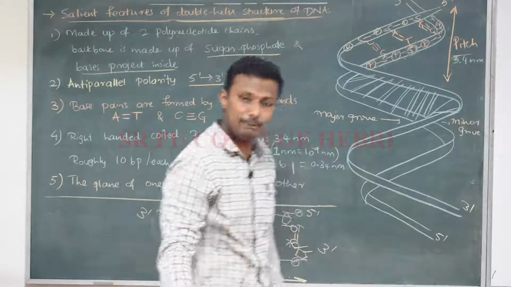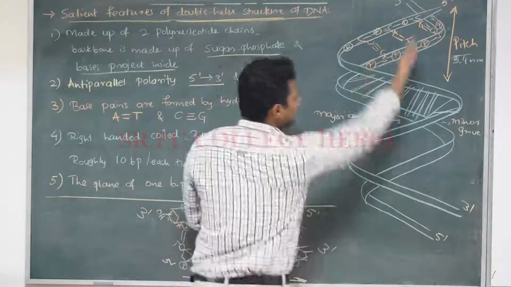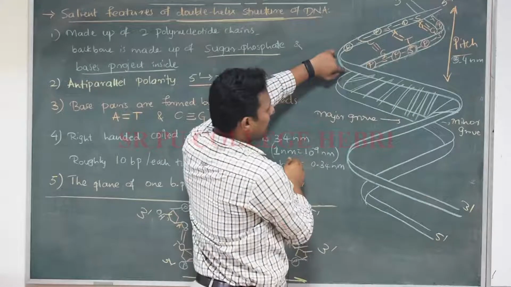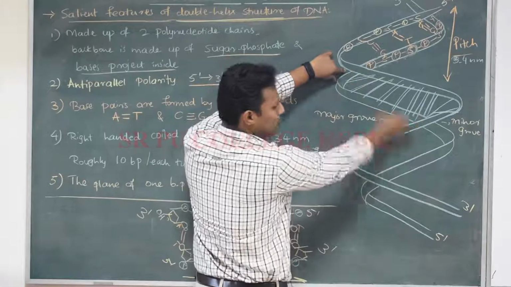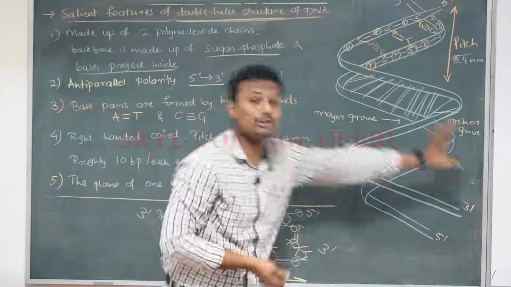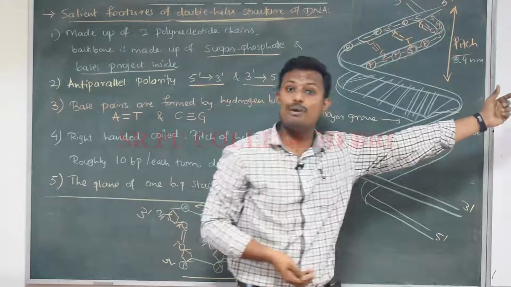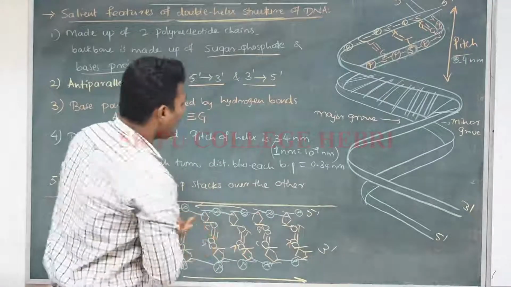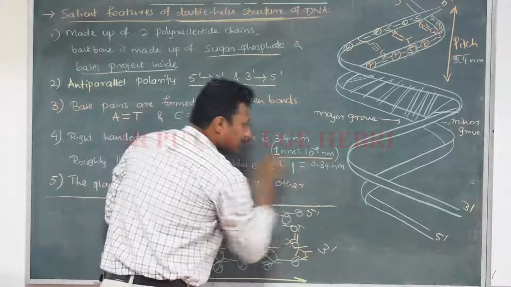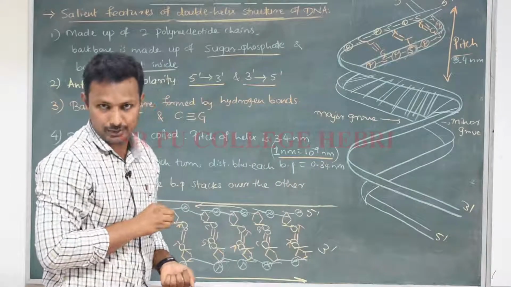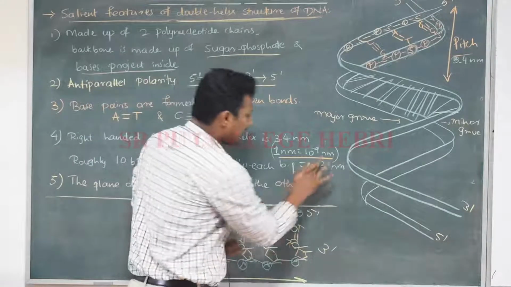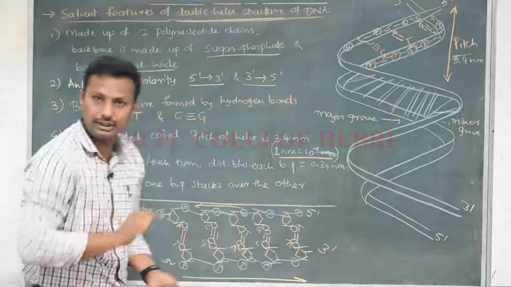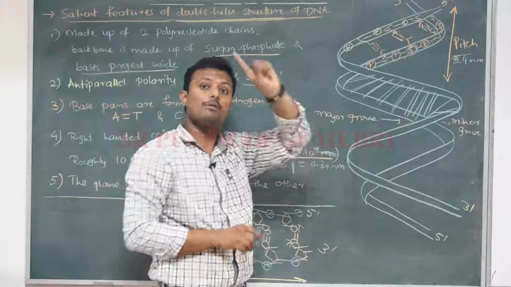How to remember pitch? See, this is one X-like structure here. This is one more X-like structure here, right? So, you can consider from this X to this X. This is one pitch. That means the length of one pitch is approximately how much? 3.4 nanometer. What is 1 nanometer? 1 nanometer is equal to 10 raised to minus 9 meter. That will be the length of one pitch.